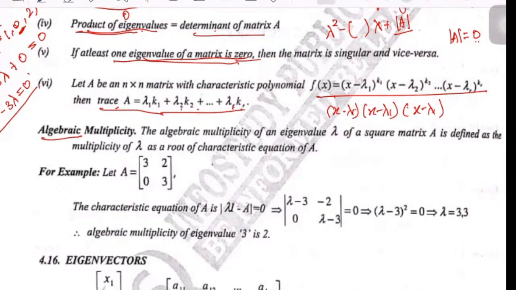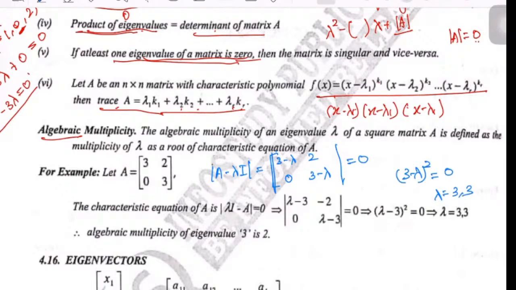Let us take this matrix 3, 2, 0, 3. Characteristic equation இருக்கும். Here the determinant of A minus lambda I is equal to lambda I minus A னு எழுதிக்கலாம். We stick on to A minus lambda I. It's nothing but 3 minus lambda, 2, 0, 3 minus lambda. Sorry, it's determinant, is equal to 0. So 3 minus lambda the whole square is equal to 0, which is nothing but lambda is equal to 3, 3. So the algebraic multiplicity of this eigenvalue 3 is 2.